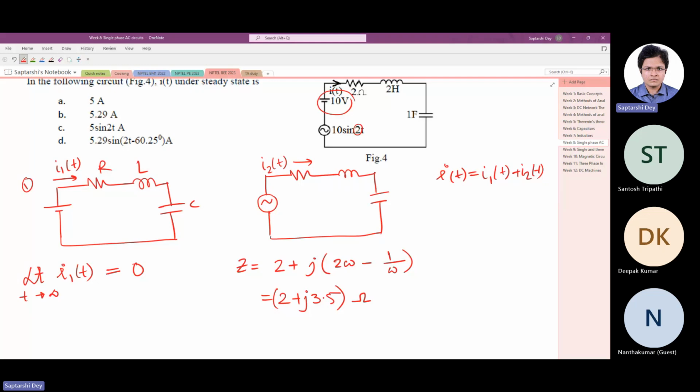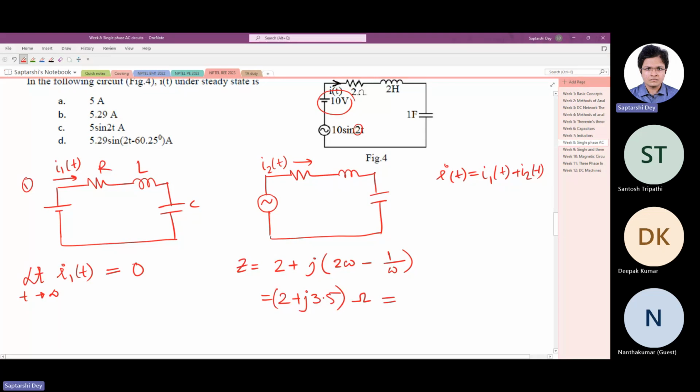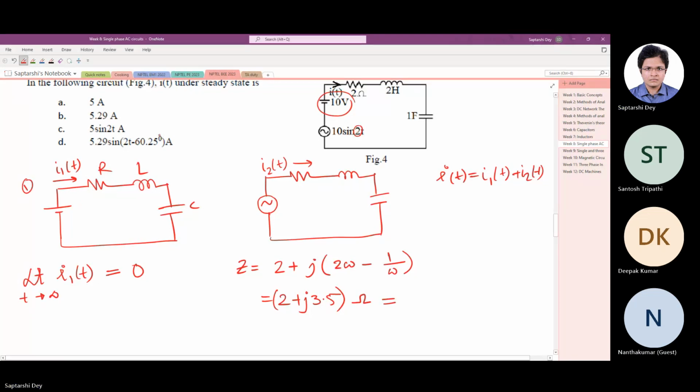What we can do is, okay, let us write it in vector form. Just write this in vector form: 2 plus j3 omega. So square root of... actually, right now we can tell the answer. It is going to be this.